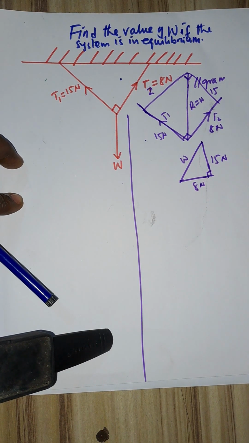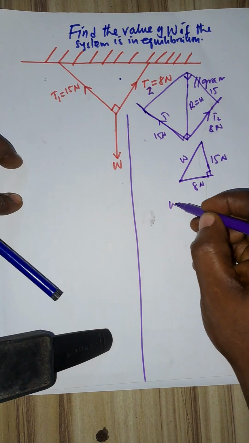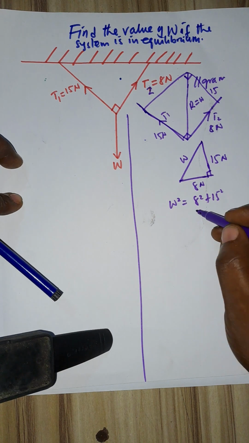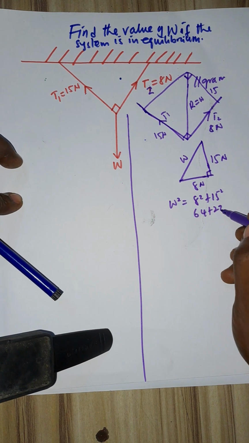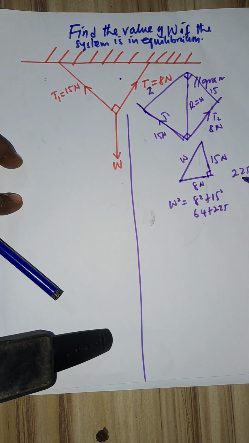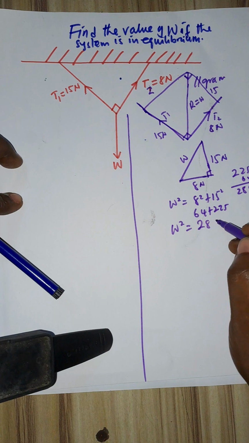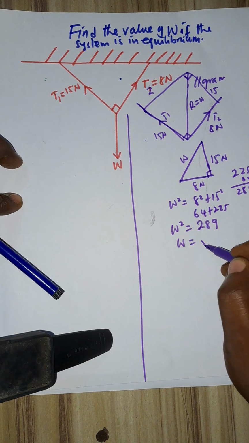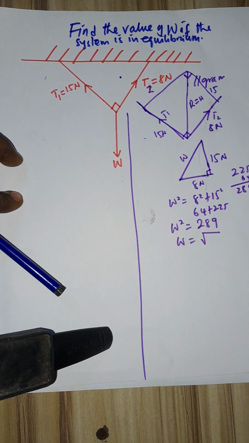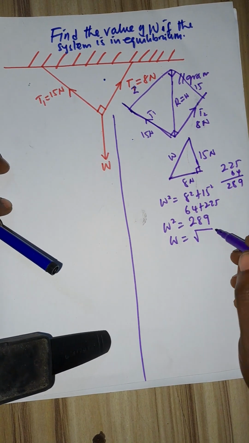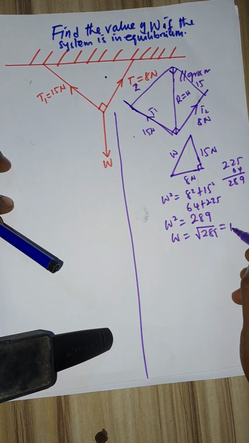By Pythagoras theorem, W squared is 8 squared plus 15 squared. So 64 plus 225. Of course, 289 is one of the perfect squares that we know. So W will be the square root of 289. That is 17 Newton.